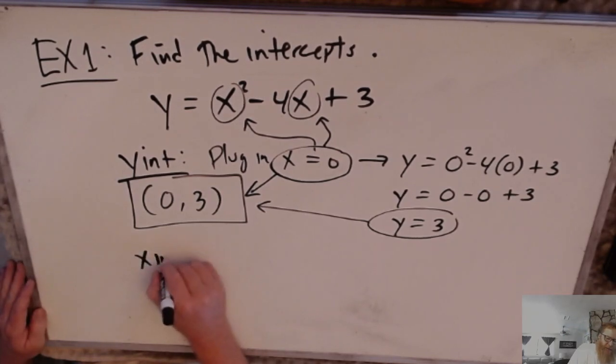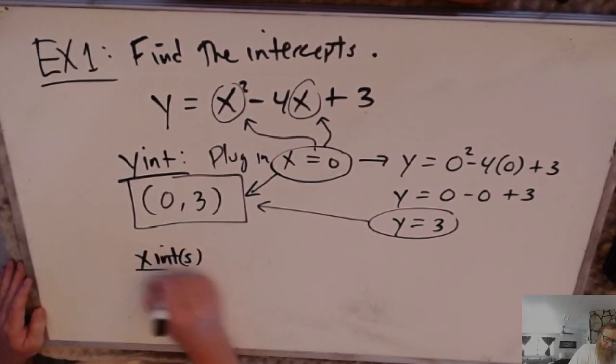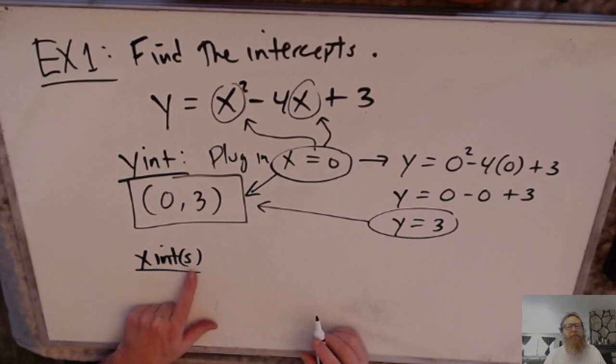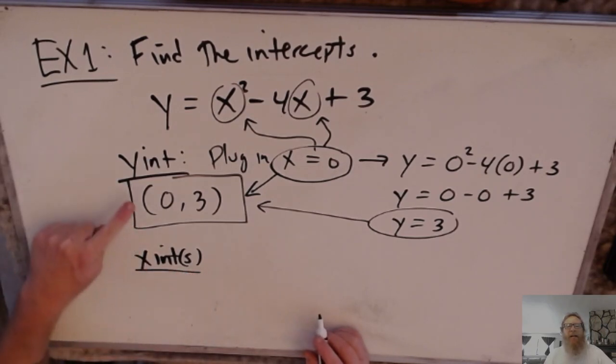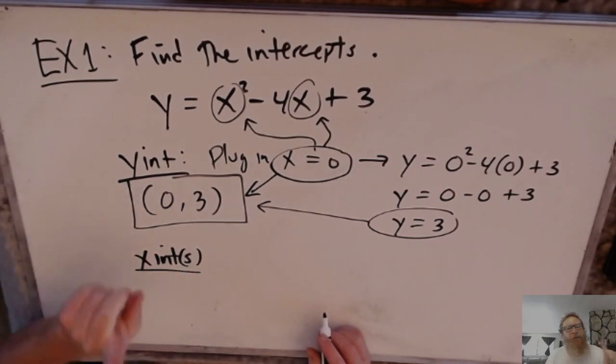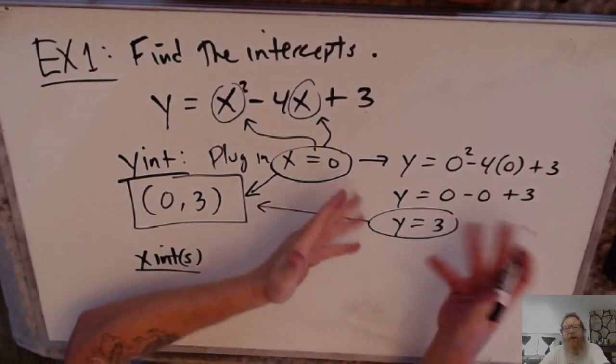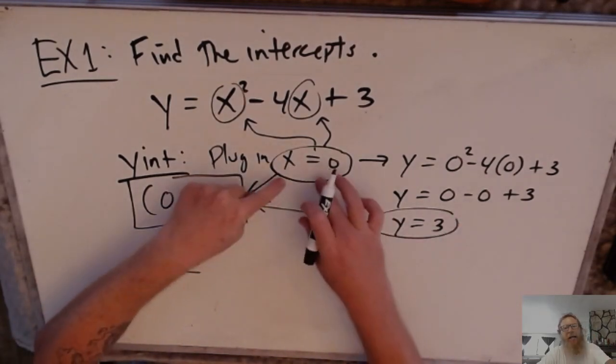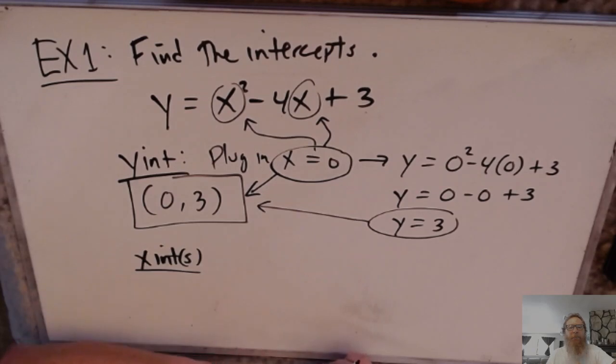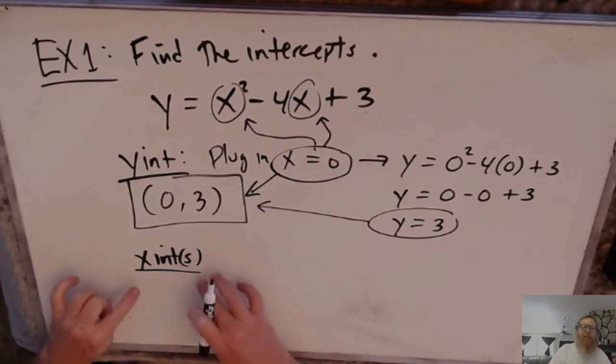The x-intercepts, there's typically 2 of them, so that's why we put the letter S on this one. There's never 2 y-intercepts. There's always only 1 y-intercept because this is a function. So if you plug in an x, you're only going to get out 1 y. But you could get 2 x's for the same y.